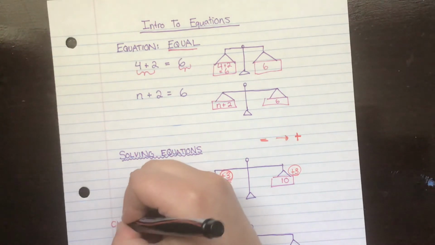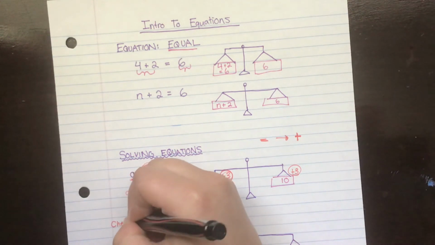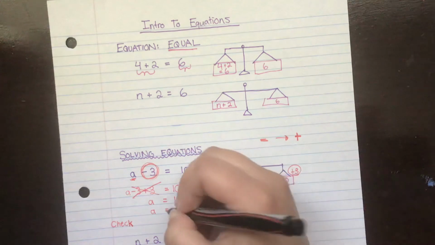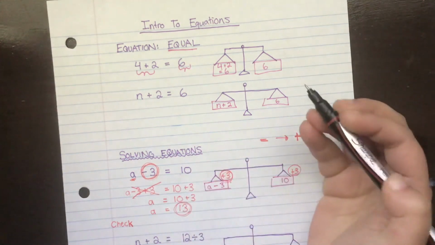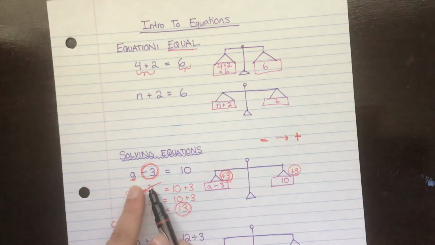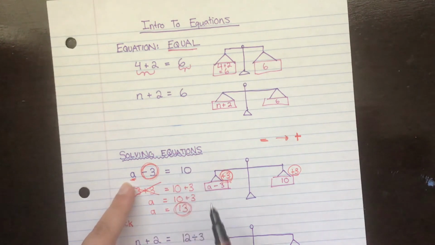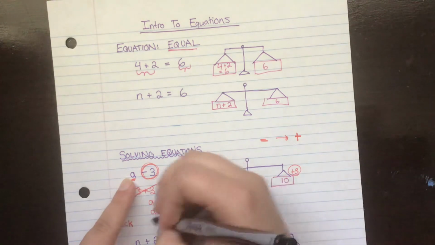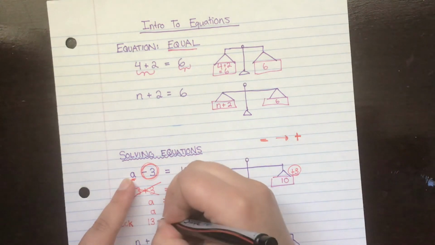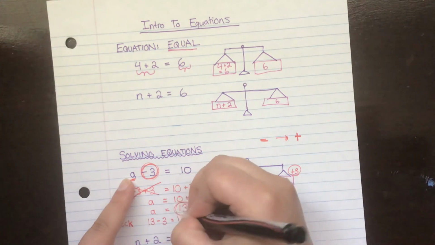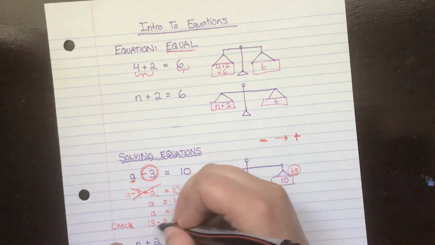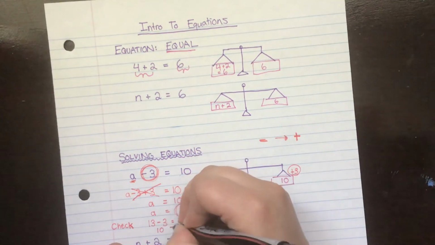So that's what I'm going to do next. I'm going to check my equation. Now to check my equation, I'm just going to replace A with 13. So if I look back at this original equation, I had A minus 3 equals 10. So instead of writing A, I'm going to write 13. 13 minus 3 equals 10, which means that 13 minus 3 is equal to 10.